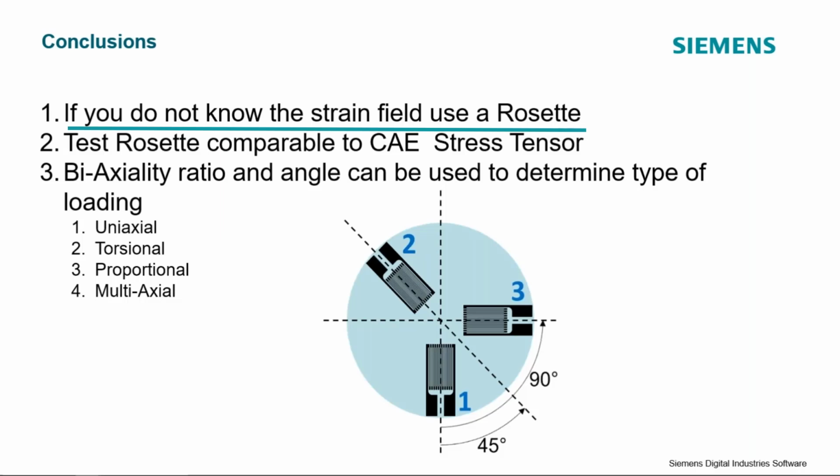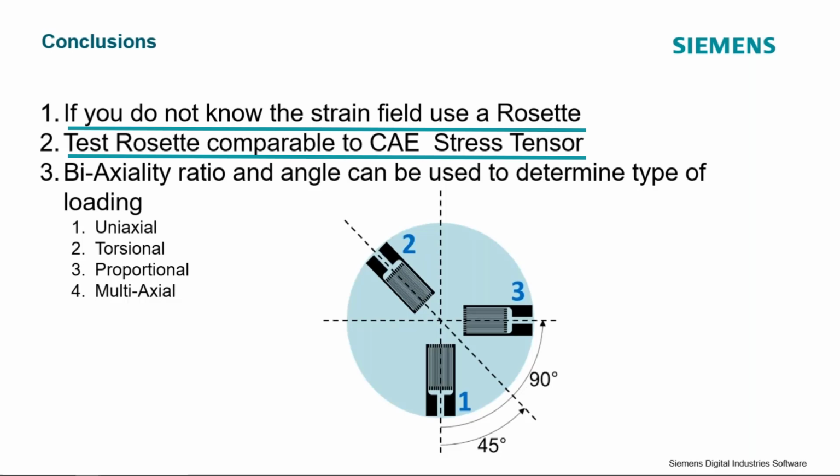Some conclusions based on what we've discussed so far: if you do not know the strain field of your test object, it would be a good idea to use a strain gauge rosette. Rosettes do have some drawbacks. You need more channels. So instead of a single channel for a strain gauge, you need 3 channels for your 3/4 bridge strain gauges, which may increase some instrumentation effort, but they give us quite a bit of useful information when trying to analyze whether a part will fail, or when we're trying to correlate a simulation model.